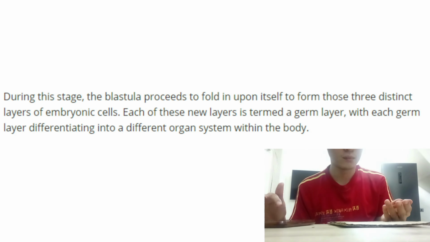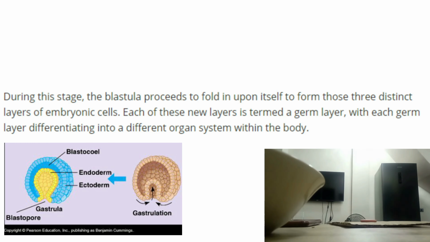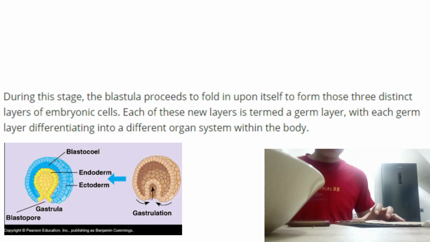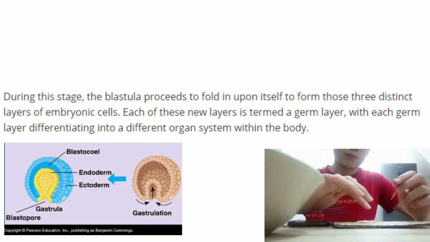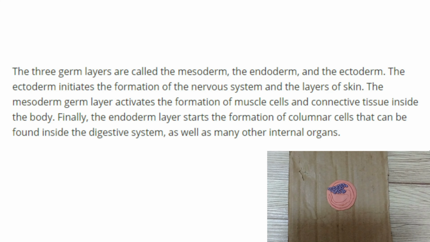Lastly, we have the gastrula stage. In gastrulation, the blastula proceeds to fold in upon itself to form three distinct layers of embryonic cells. Each of these new layers is termed a germ layer, with each germ layer differentiating into a different organ system within the body. The three germ layers are called the mesoderm, the endoderm, and the ectoderm.